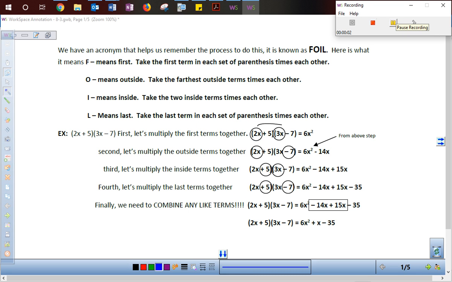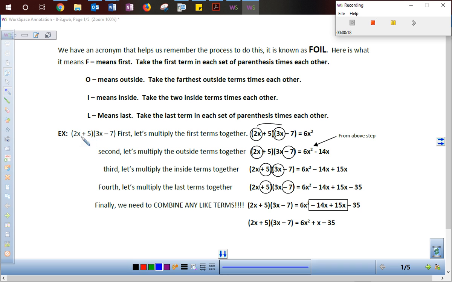Alright guys, today we're going to talk about foiling. And foiling is used when you are multiplying a binomial times a binomial. That means you have a two-termed polynomial multiplied by a two-termed polynomial. Now at the beginning of your worksheet you have something that looks a little bit intimidating, but I'm going to break it down for you.